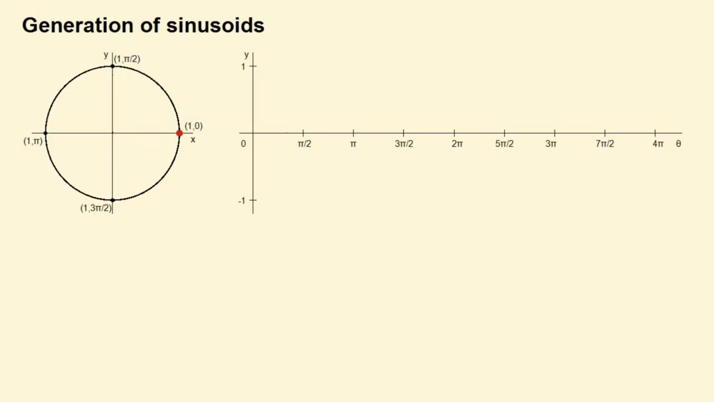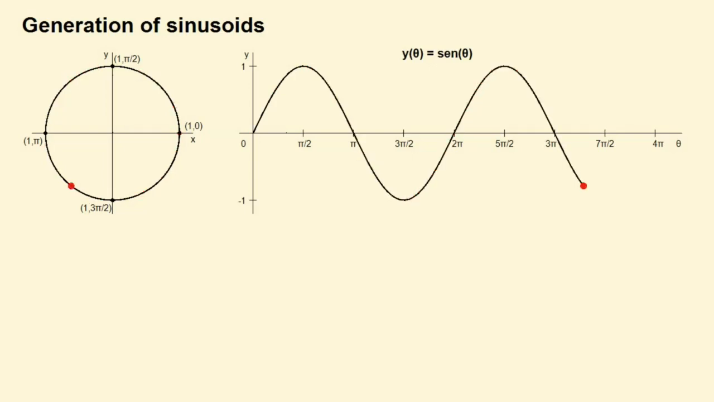The point starts its path on the circumference at theta equal to 0 and rotates counterclockwise. Note that you have zeros for theta equal to multiples of pi, maxima for theta equal to half pi, 5 half pi, etc., and minima for theta equal to 3 half pi, 7 half pi, and so on.